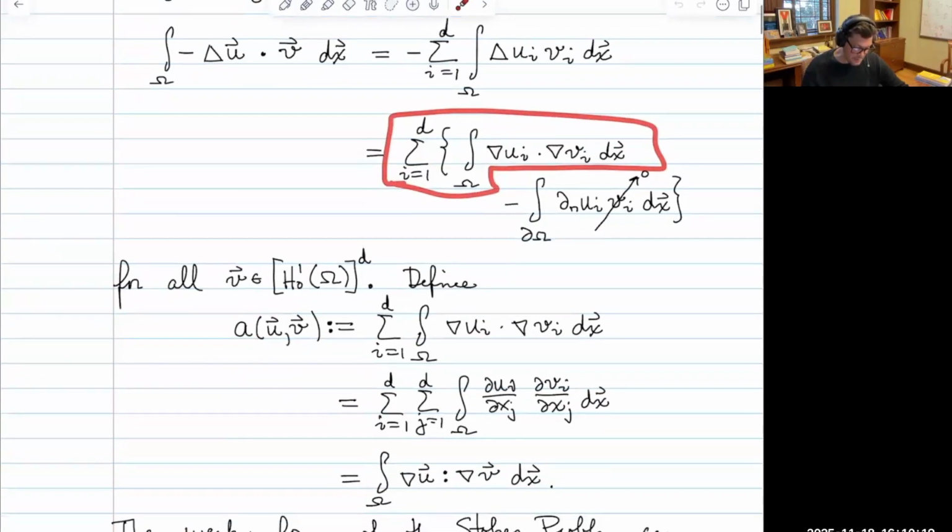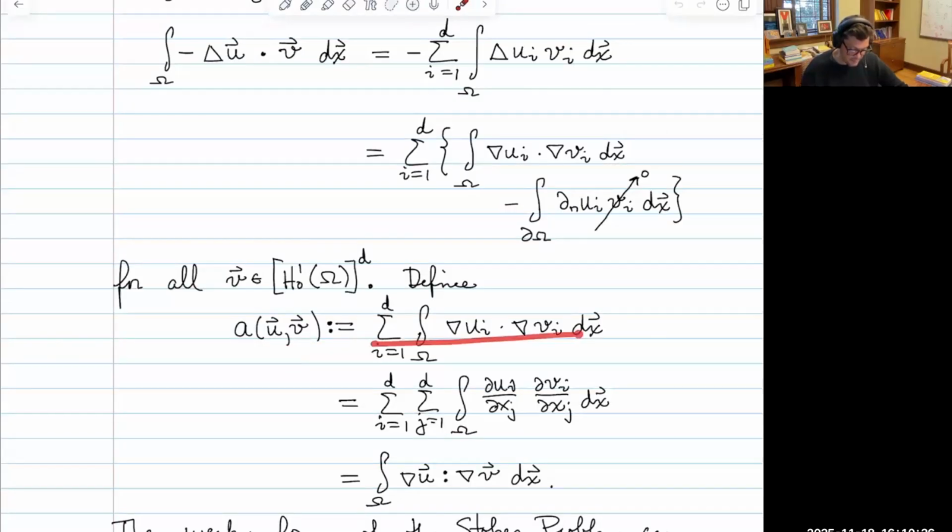That term is precisely what we're going to define as a(u, v). And a(u, v) is precisely the term I just wrote. But we have now a dot product here. Why do we get a dot product? Well, when we remove this derivative from this derivative operator, it's really the divergence of a gradient. And so when I throw it over to the other function, it becomes a gradient, and I have gradient dot gradient. That's exactly what I have here.